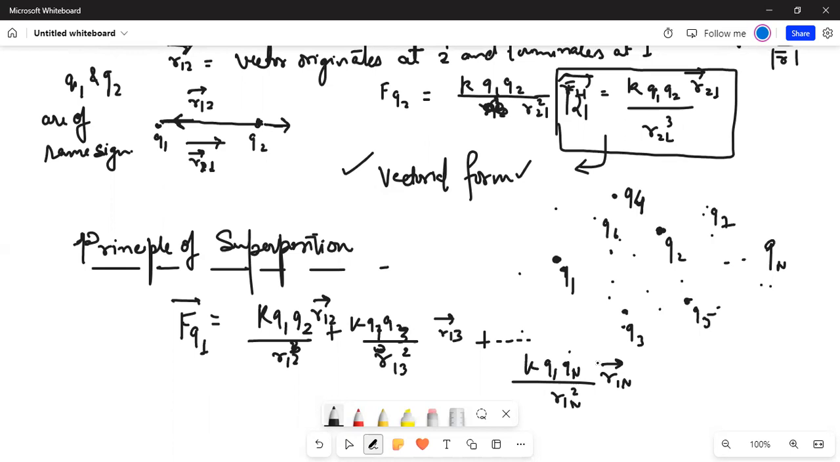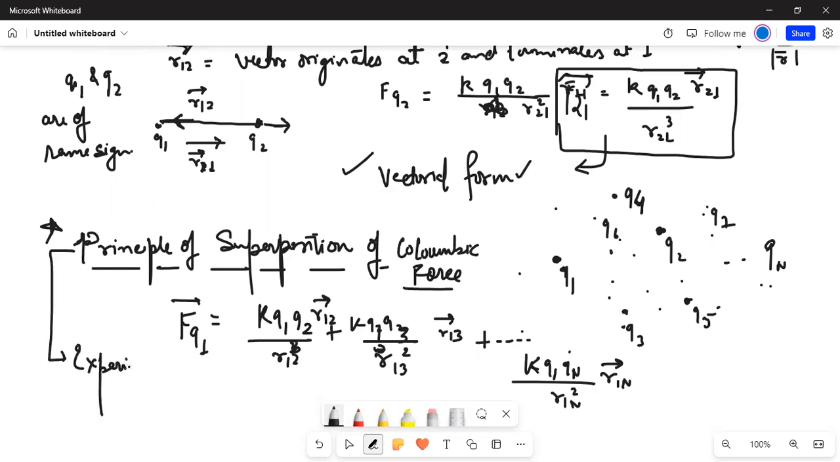Sometimes this is called the principle of superposition of the charges. This is called the principle of superposition of the force vector here. Okay, this is called the principle of superposition. Understand that this particular fact is an experimental fact.